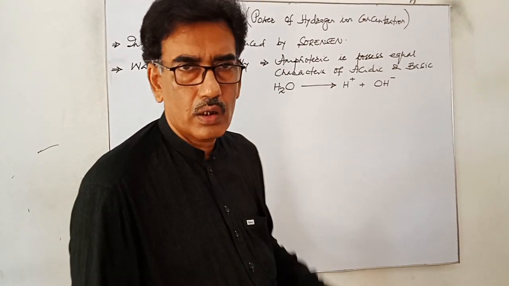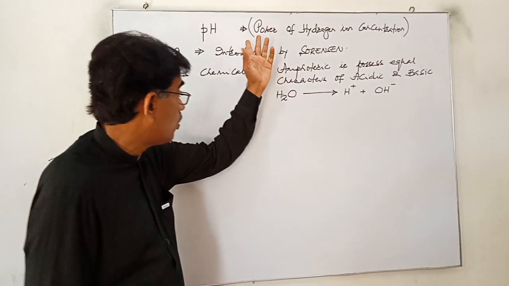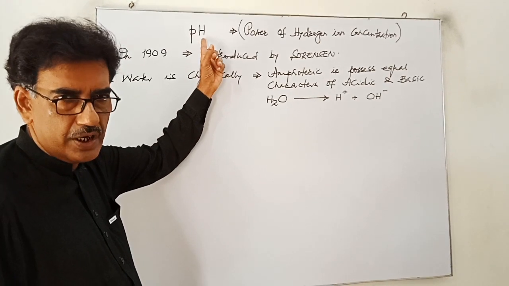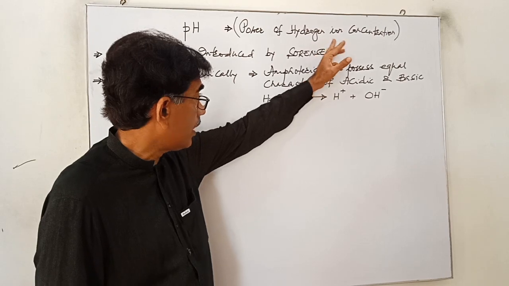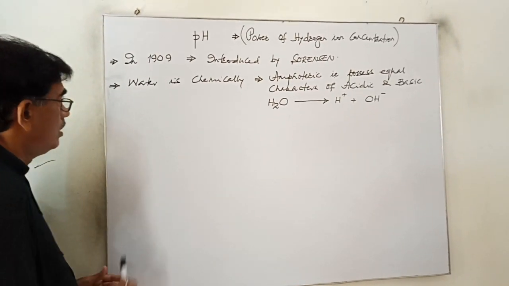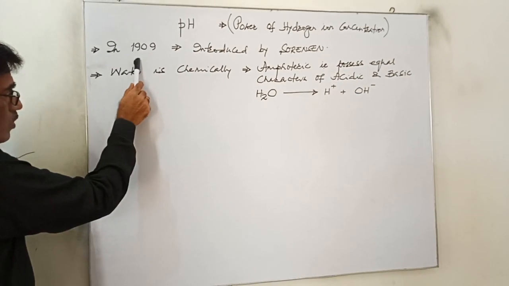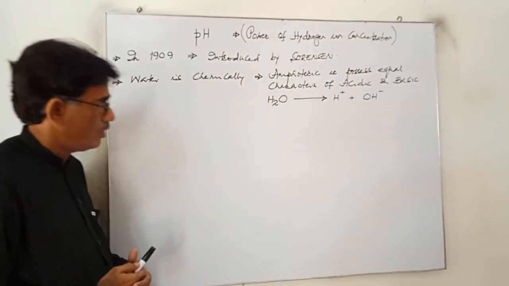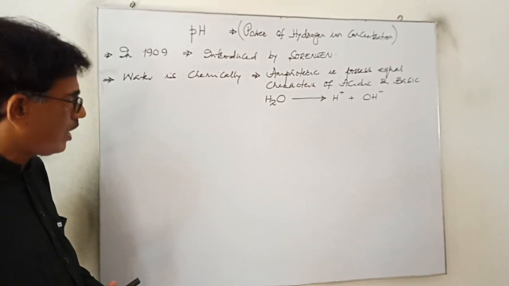So today we have to first introduce the term pH. As you know, pH, p small and H capital. That pH word is expressing the power of hydrogen ion concentration. As you know, this word pH was introduced by Sorensen in 1909, and first we have to follow the chemical behavior, the chemical activity of water.